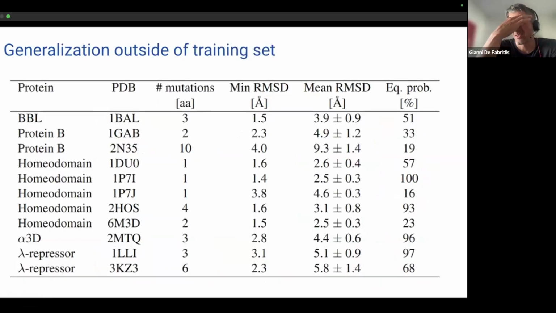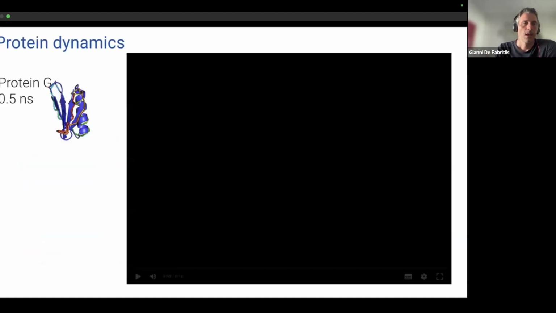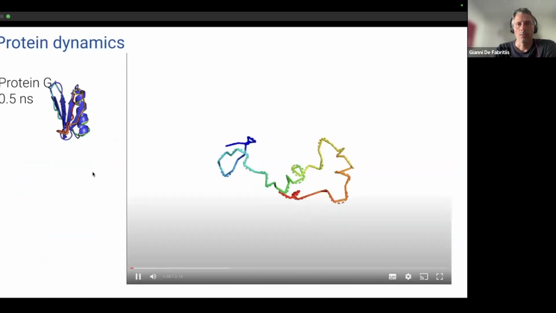We tried to generalize outside of the training set, and this had more limited success. Of course, we were only training on 12 proteins, so if we were using some mutation, we have some correlation, but not so much. Since then, we've done another paper, in the preprint archive, which works a lot better in that respect, more general. And this is just an example of how it works.